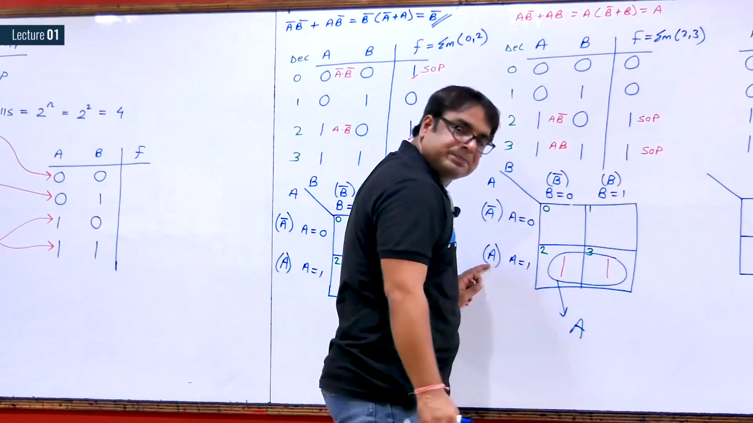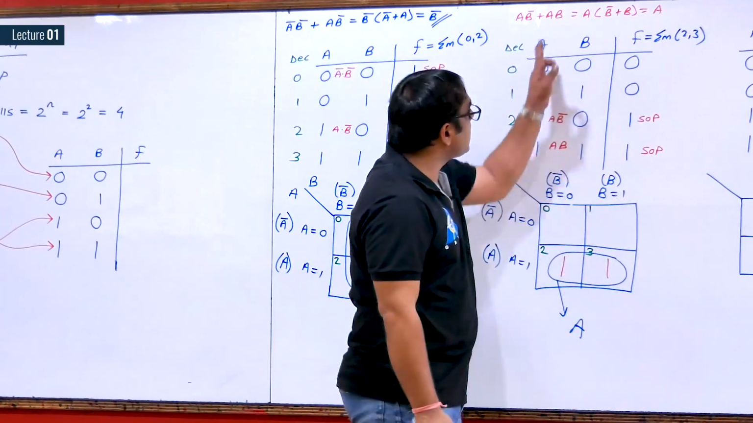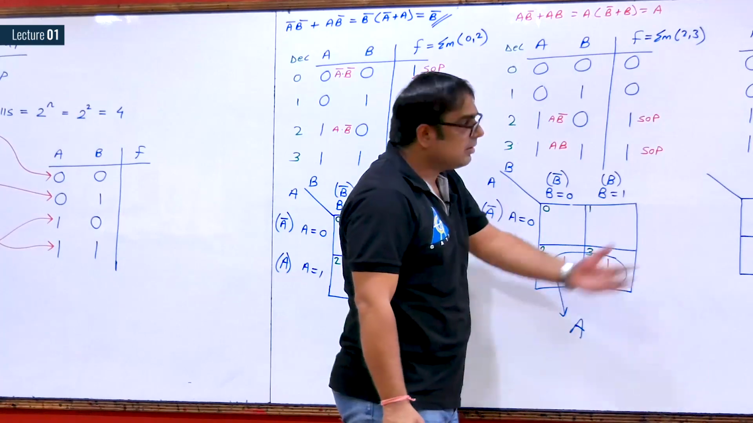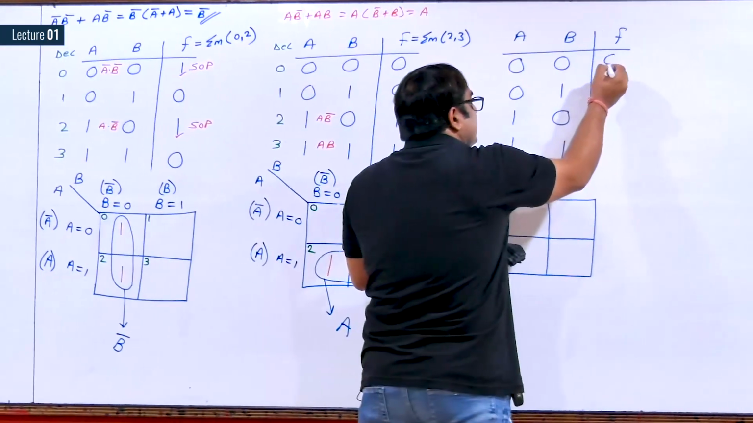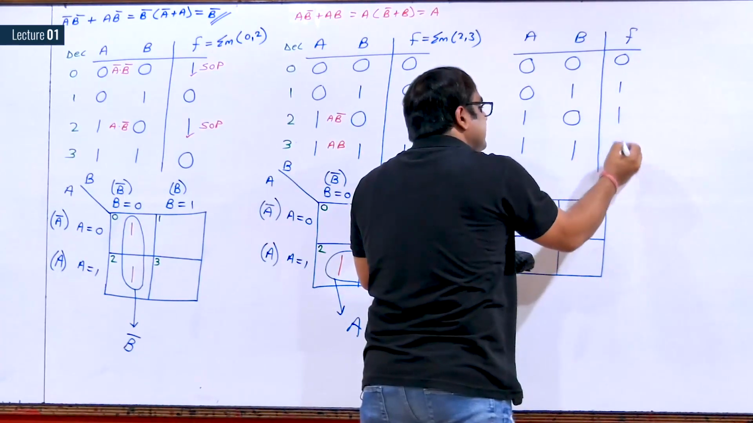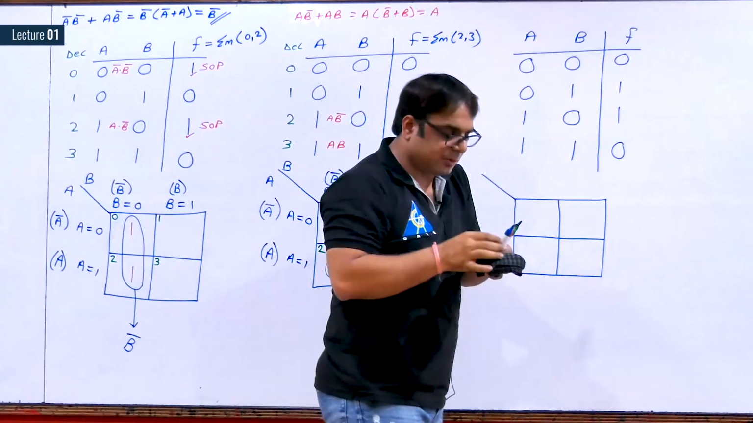So this is A. Okay, so now this answer is A. This is exactly correct. Next, one more. Now let me consider a function 0, 1, 1, 0.